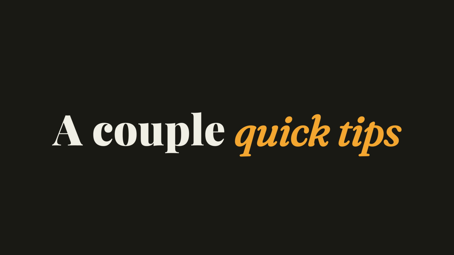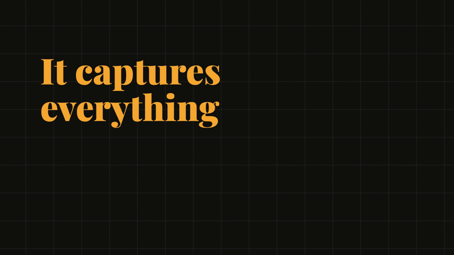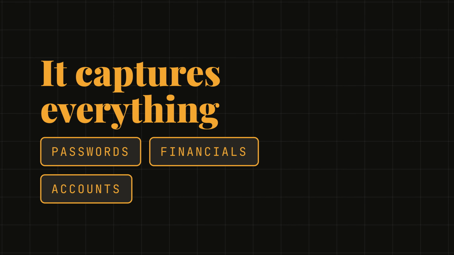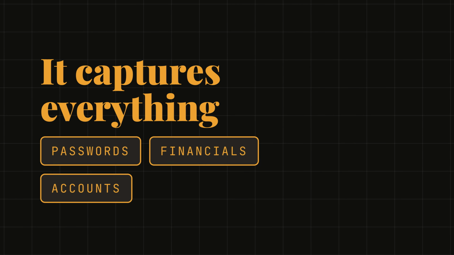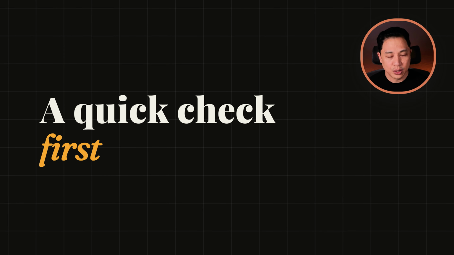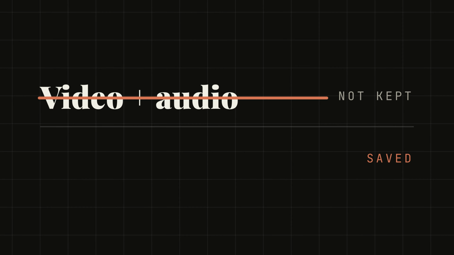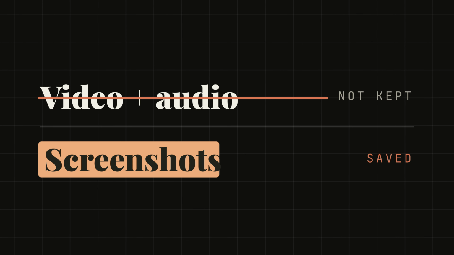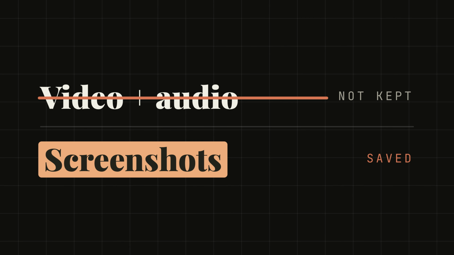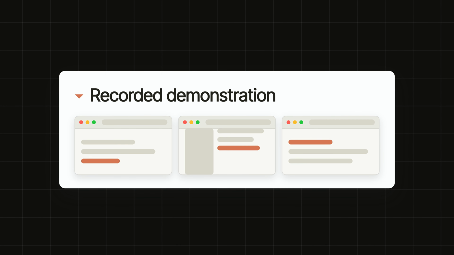All right, so a couple quick tips before we wrap this up. While you're recording, it does capture your entire screen. So you want to make sure you don't have any sensitive information that's showing, passwords, financials, private account details, etc. Just do like a quick check of your screen before you start, and it will save you a lot of issues in the future. Another thing worth mentioning is Anthropic's documentation says that the video and audio from your recording is not retained. But what does get saved is screenshots from your session. So you want to make sure that you check your screen before you click record.